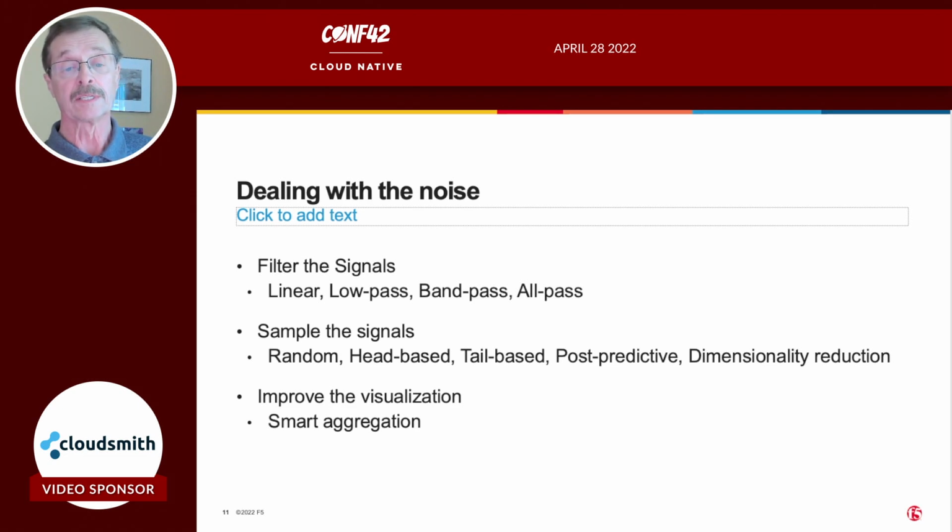We'll go a little bit more into sampling, and sampling can be random, grab one, head-based, tail-based, post-predictive, dimensionality reductions. But the real answer is improving the visualization. Use the data, but improve the visualization so that you're not lost in the complexity of the data and you can drill the data into what you need it to be.